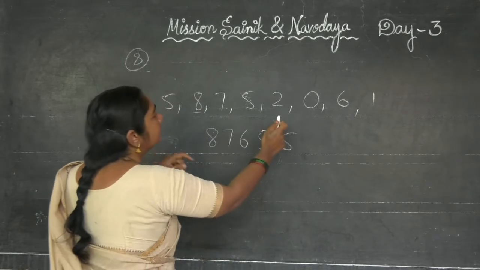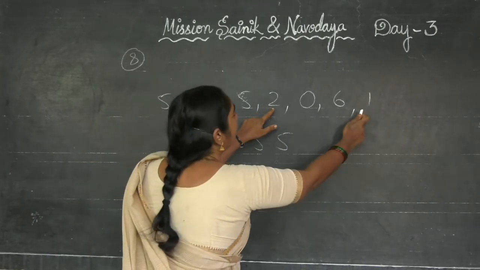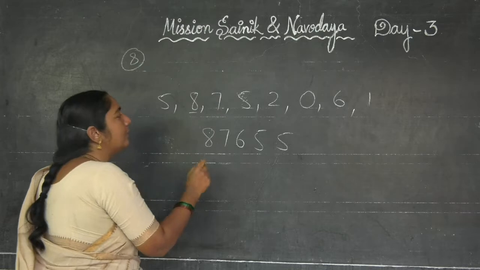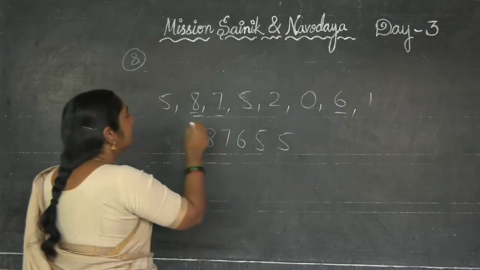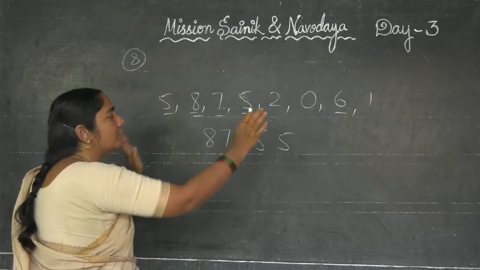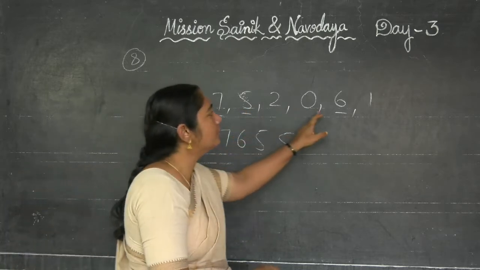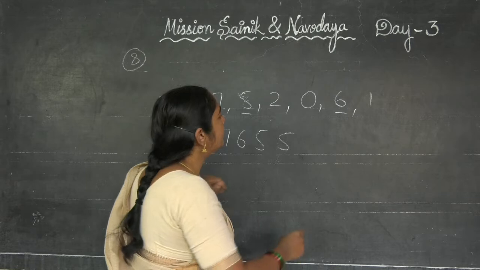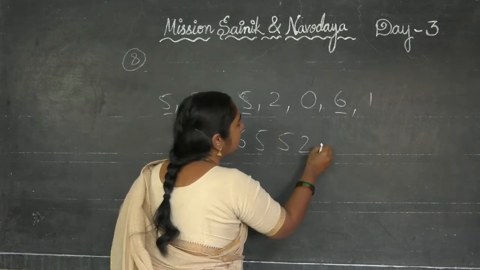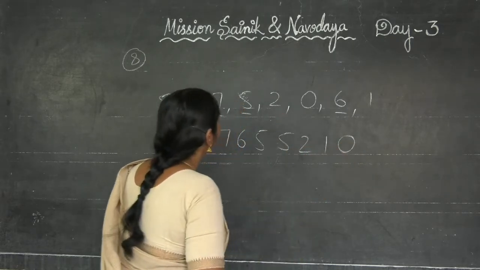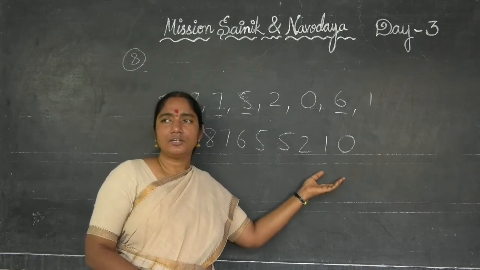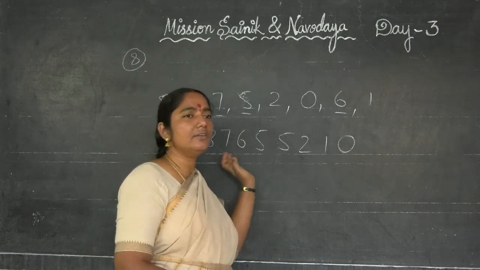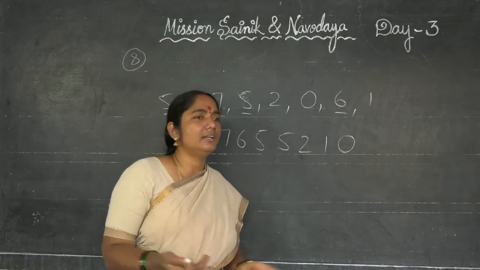Whenever you are writing, whatever digits are finished, you put a dash so that there is no confusion. You have used all these, and you have not used these. So among them, which is the greatest one? 2. Next is 1. Next is 0. So you are writing the given numbers in descending order. That's all. When you write the given numbers in descending order, you get the greatest number.